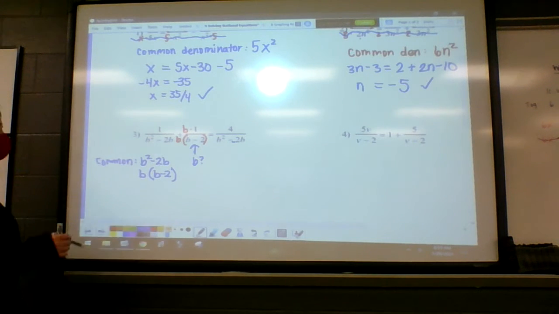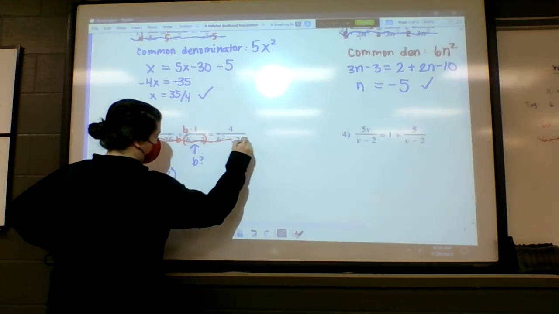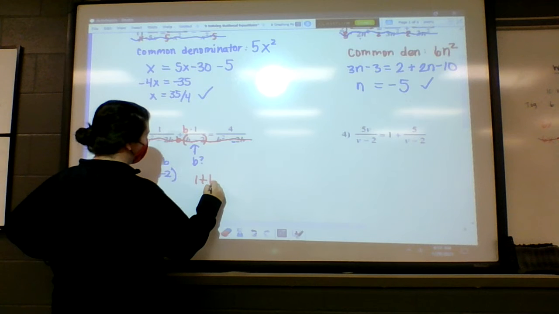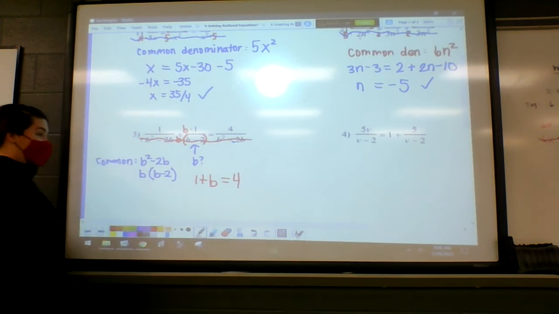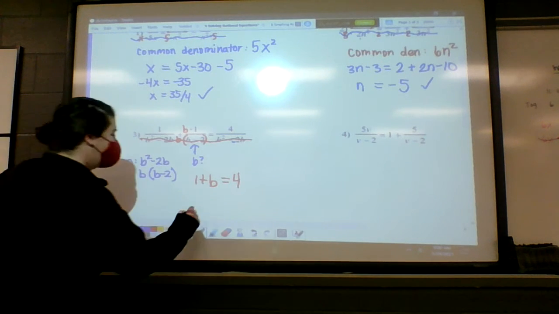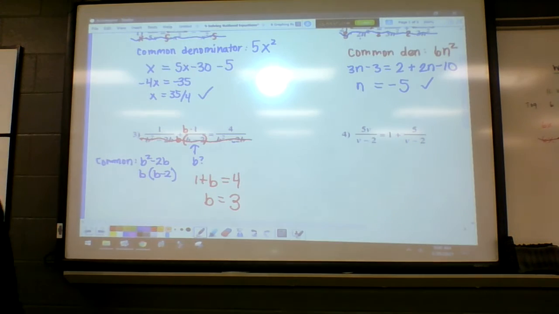All right, so what does that mean about our denominators? They're going to cancel each other out. You're going to have 1 plus b equals 4. That's a tough equation, yes? No, I don't think that's right yet. B equals 3. 1 plus b times 1 is just b equals 4. So b equals 3. And then what do you have to do to make sure that that's okay?